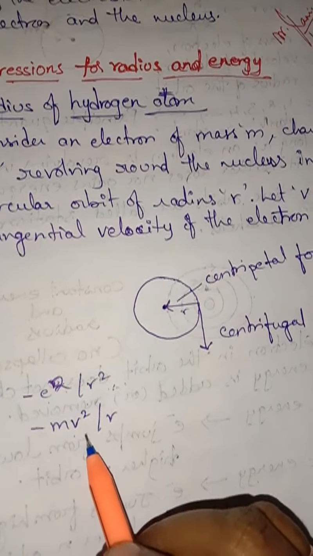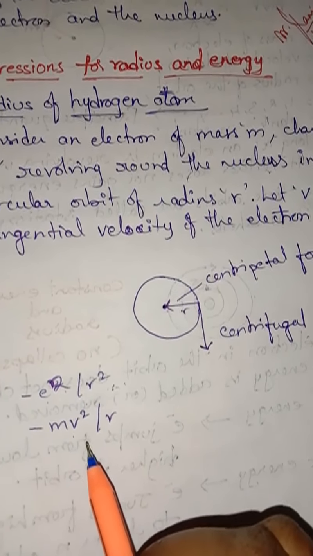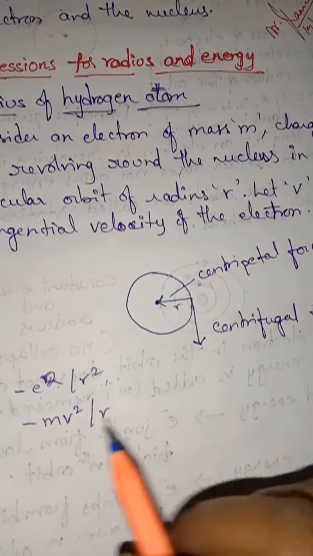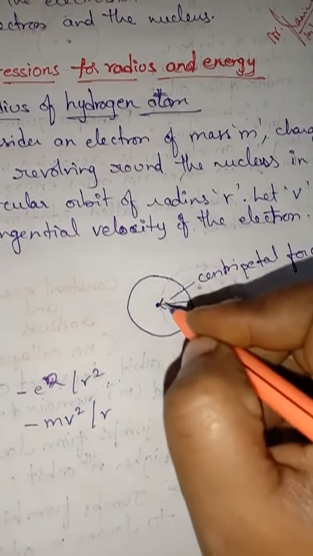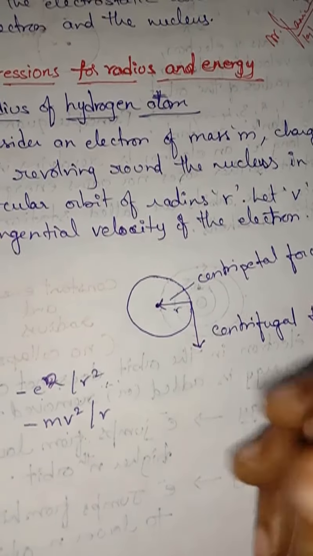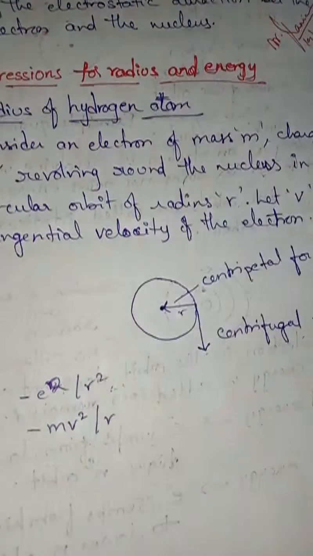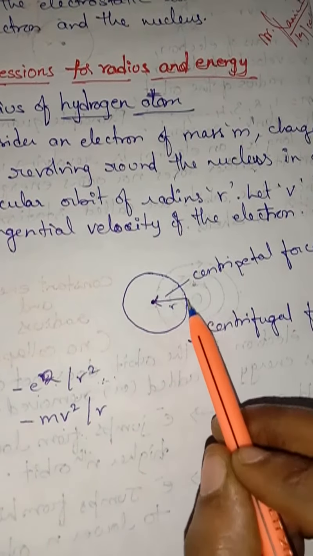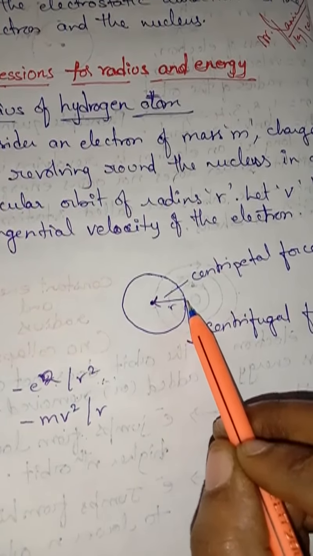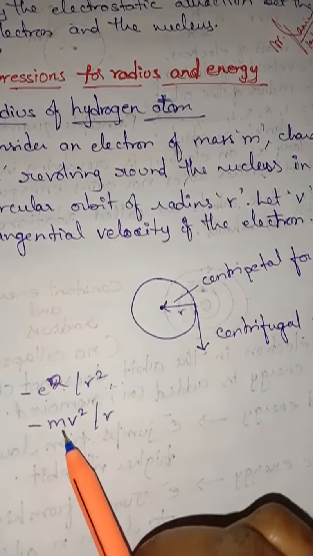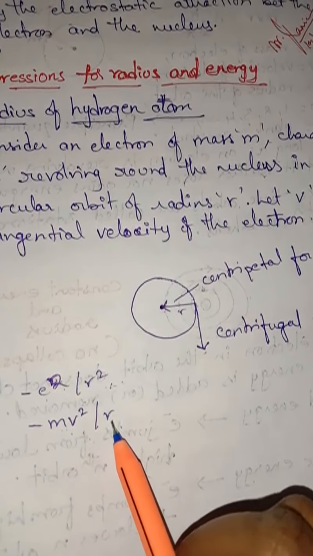The electrostatic force of attraction between the moving electron and the nucleus is e square by r square, and for the atom to be stable, an equal centrifugal force must act away from the nucleus. Then only it will be stable, with a stable radius. Equal inward and outward forces give a stable radius between the central nucleus and the outer orbit in which the electron is present. This centrifugal force is mv square by r, where m is the mass of the electron and r is the radius of the orbit.